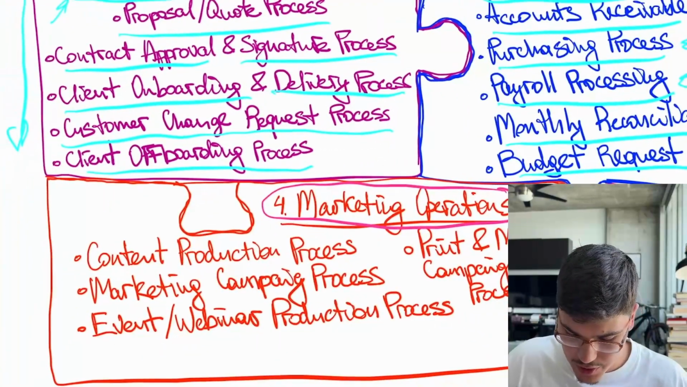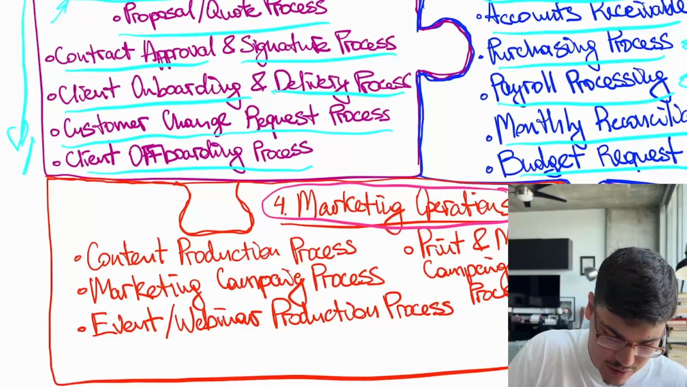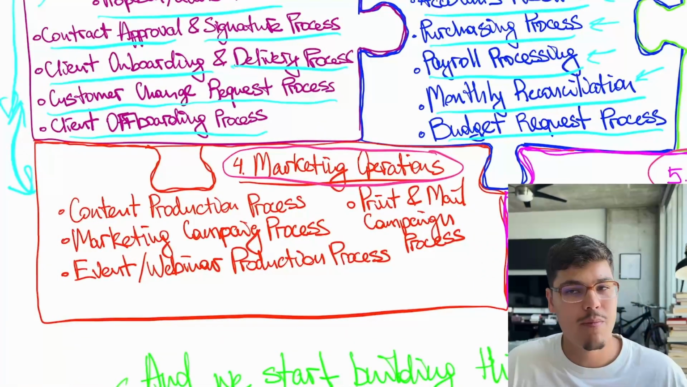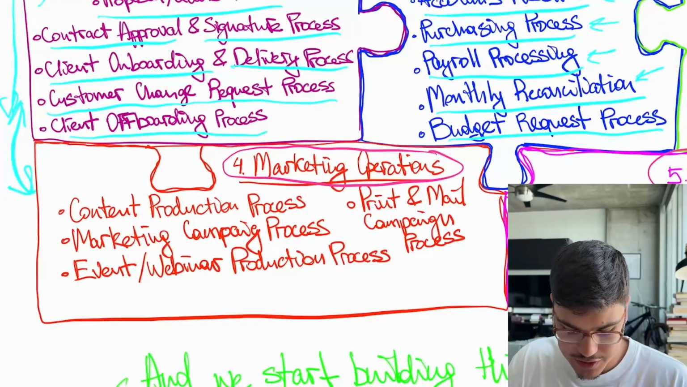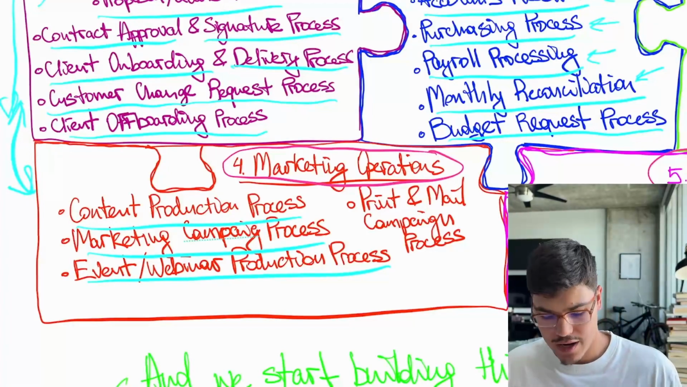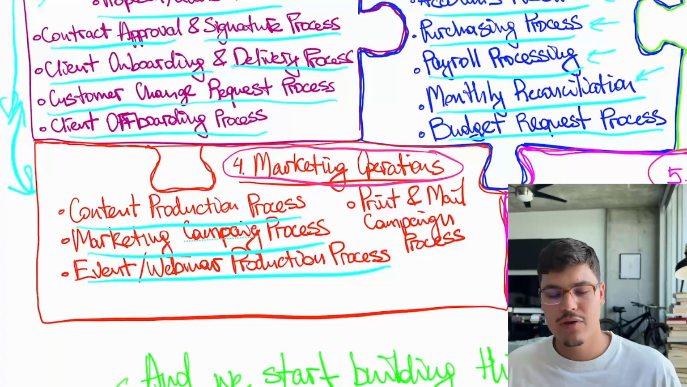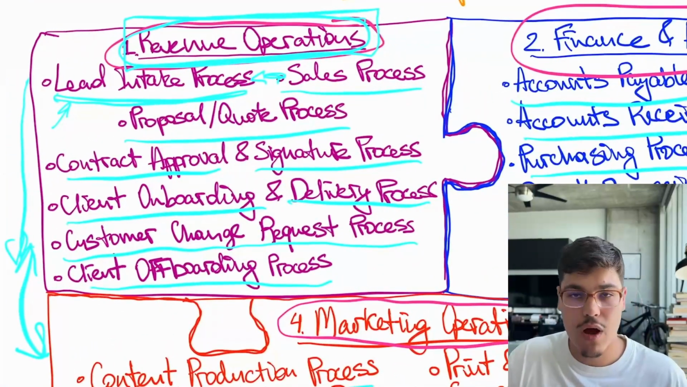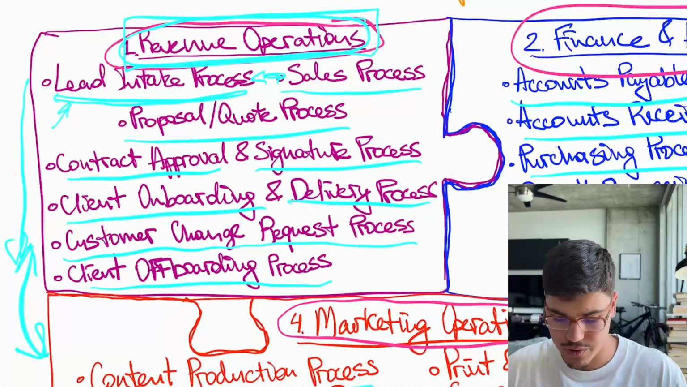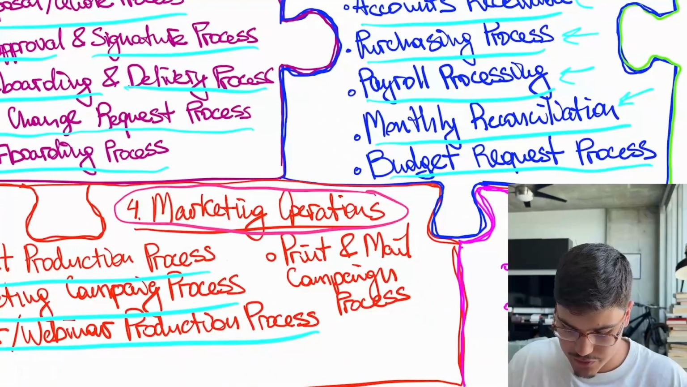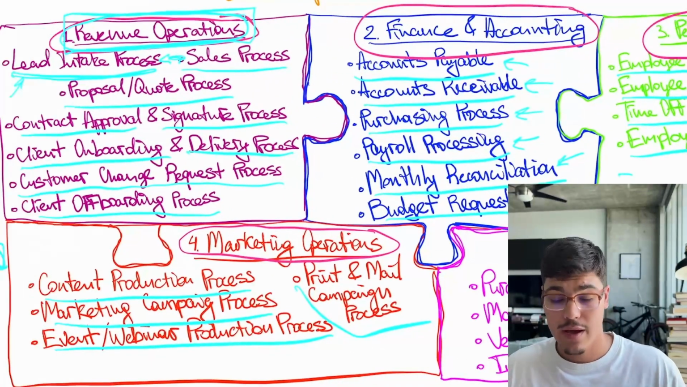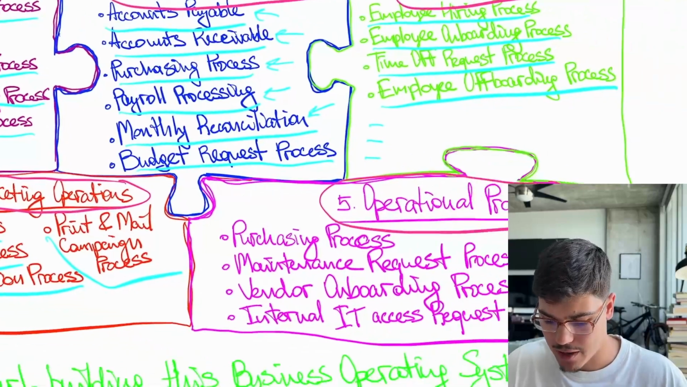Now, the marketing operations, what I mean by this, which you technically could connect and make the same part of the puzzle with the sales. But it's basically your content production, your marketing campaigns, your event and webinar production process, right? So these are the things that are generating the demand. And then here, the sales process or the revenue operations is actually what converts the demand and then what provides the service or the product to the customer. Some of the companies have also the print and mail campaign process, right? So how they send their campaigns inside the mail.